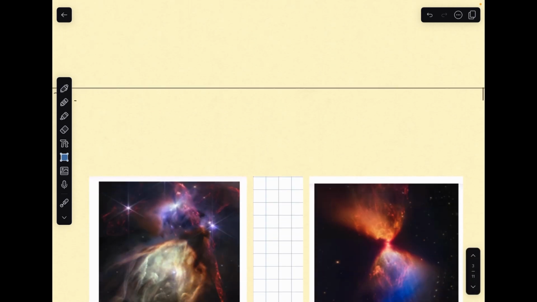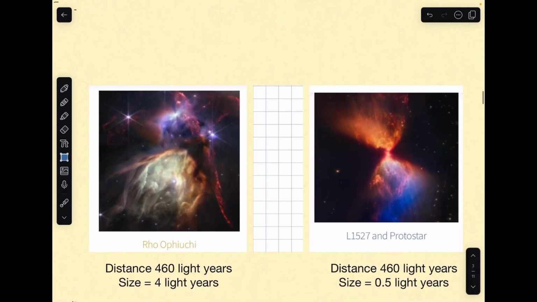So beginning with the pictures of the formations closest to us, let's consider the star-forming region, Rho Ophiuchi, and the protostar found in L1527. Both are about 460 light years away. Let's represent that distance by a simple blue bar.